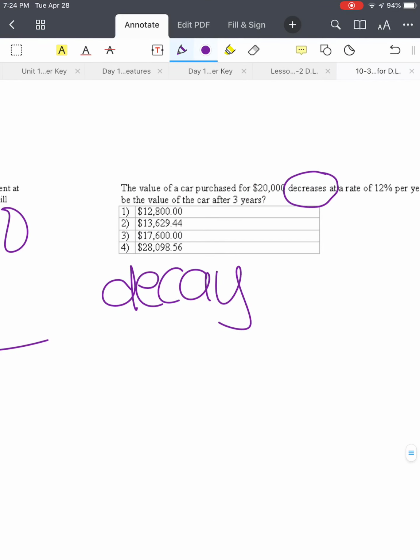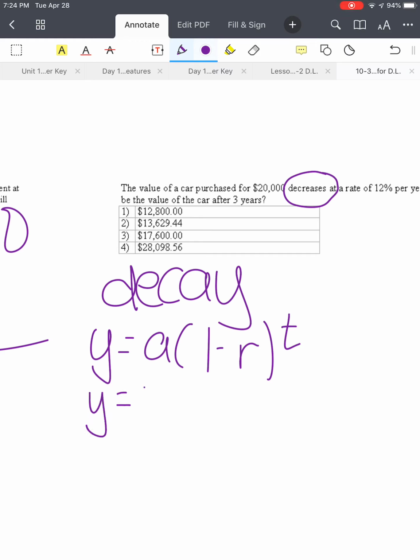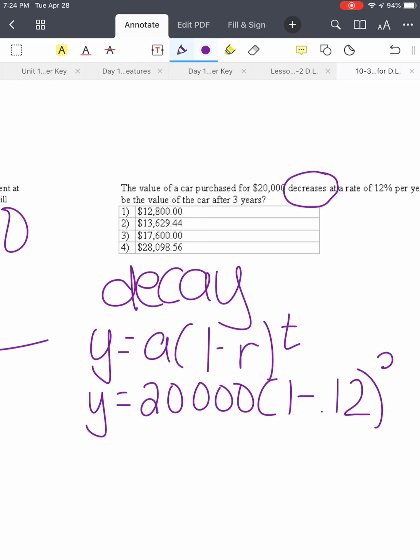Sorry about that. Okay, so we have exponential decay. So 20,000 is the initial price. That's the A. 1 minus the rate, which is 12%. I took 12 and divided it by 100 and got 0.12. And then they asked me after 3 years.